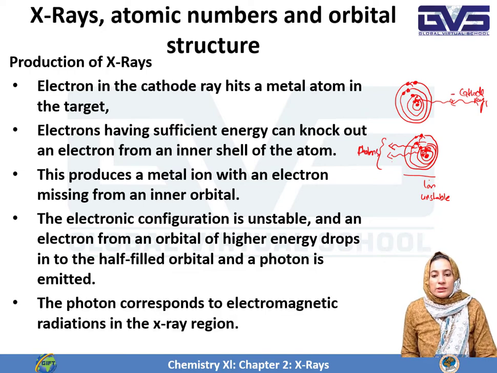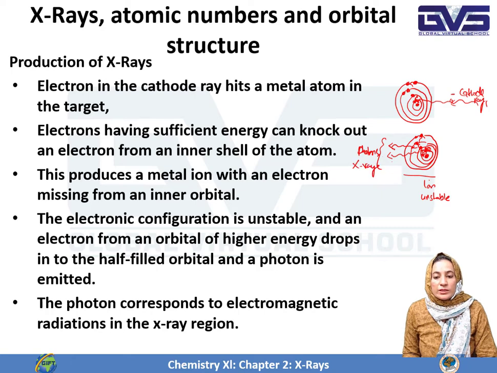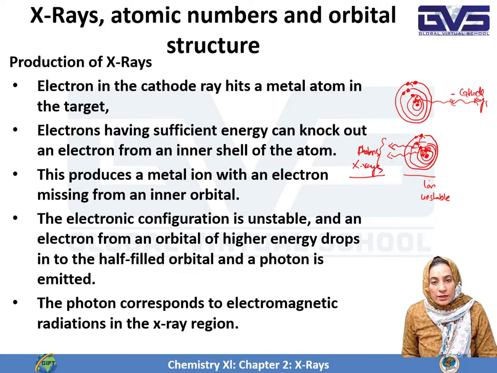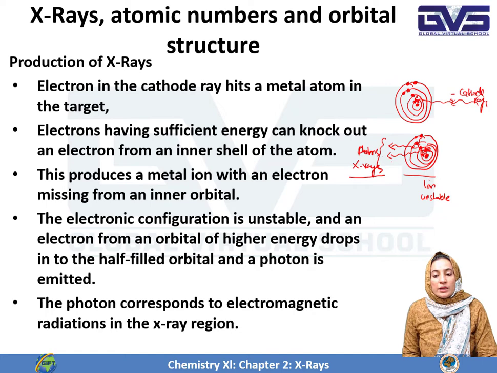And these photons correspond to electromagnetic radiation of X-rays. The observed frequency falls in the X-ray region. So in this way X-rays are produced, and they are related to the atomic number of the elements.